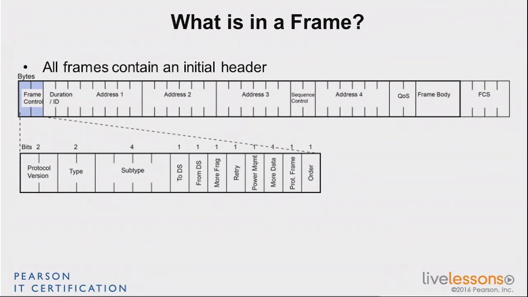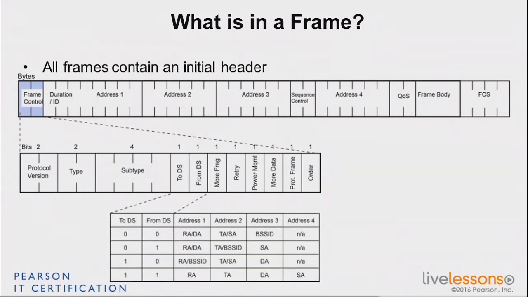You see, it's 2 bytes long. It has a protocol version which is 802.11, so that's not very important. What is important is type and subtype. This is how you're going to know if it's management, if it's control, if it's data, and if it's management, what kind of subtype this is going to be. So that's very important. Then there is this to DS and from DS section.